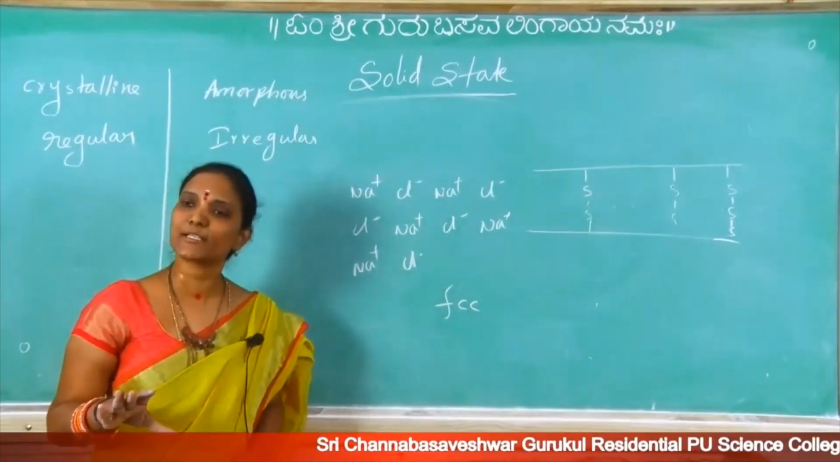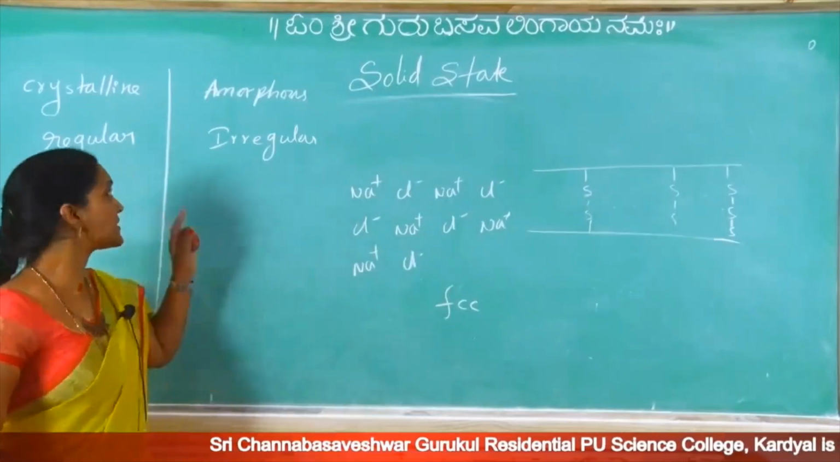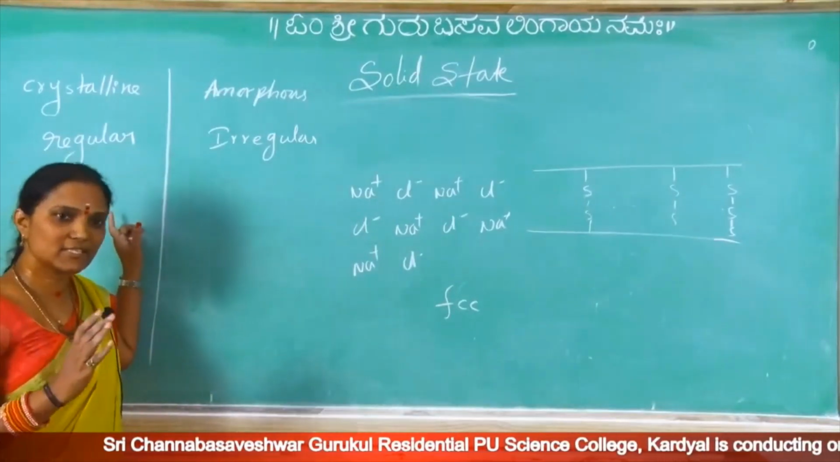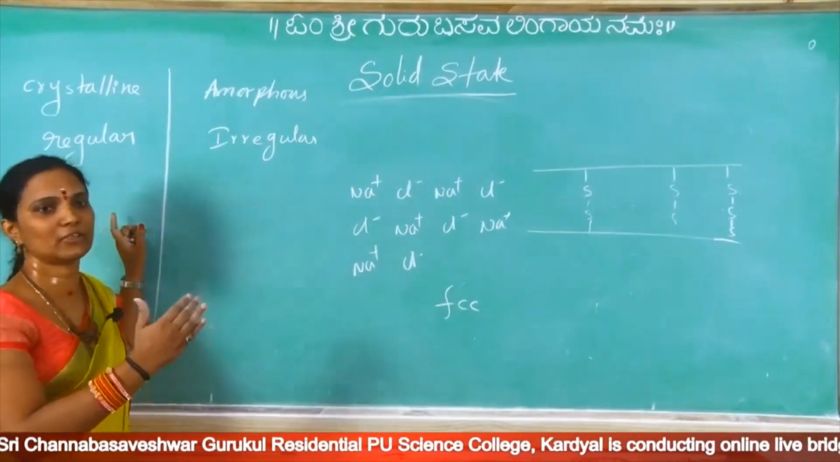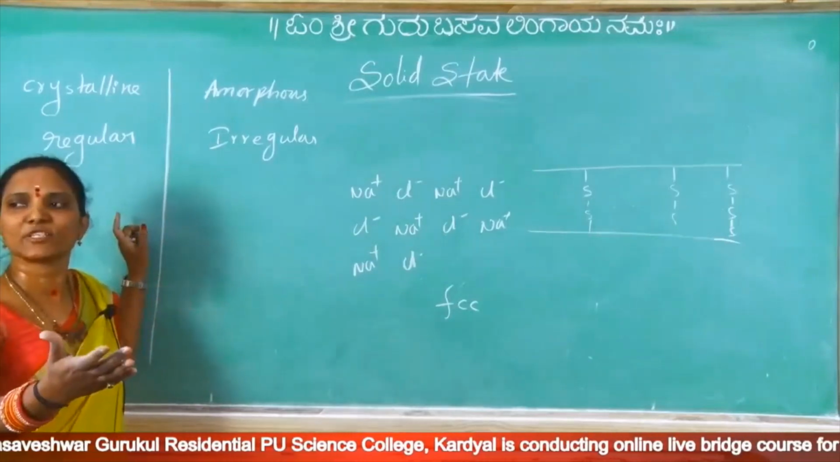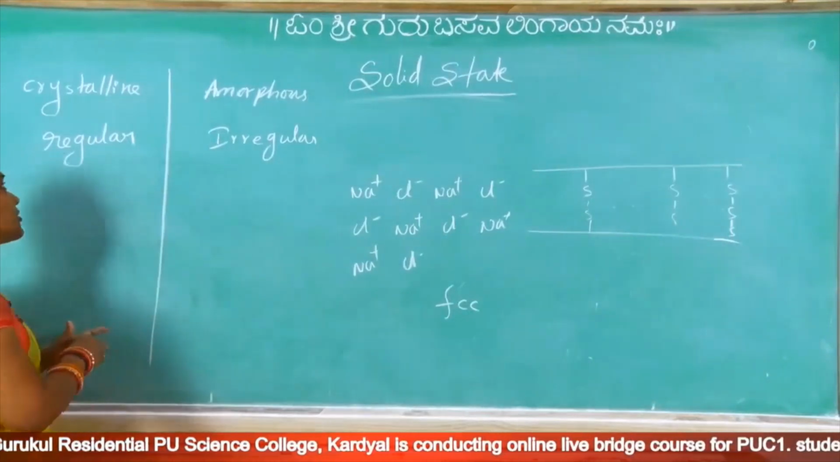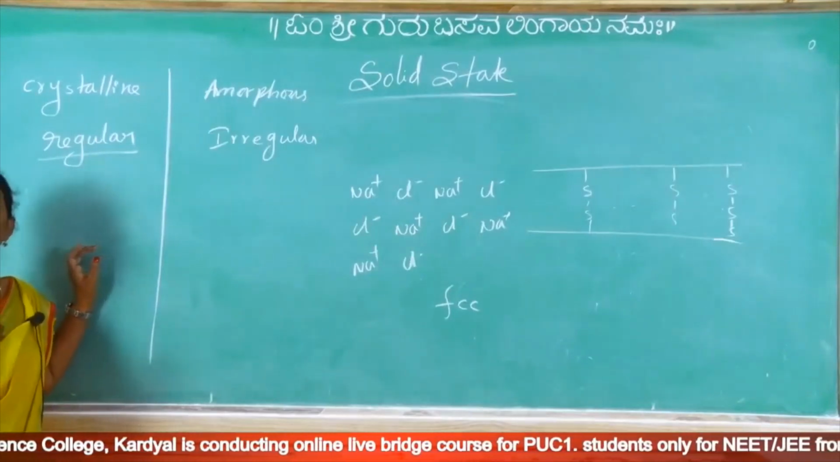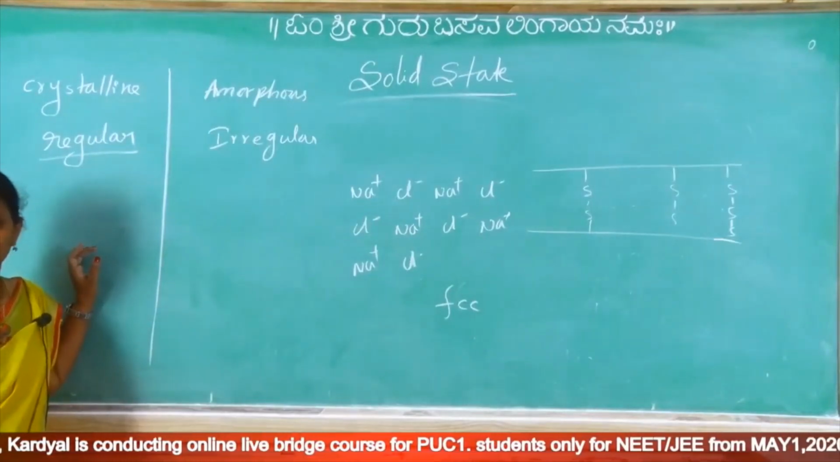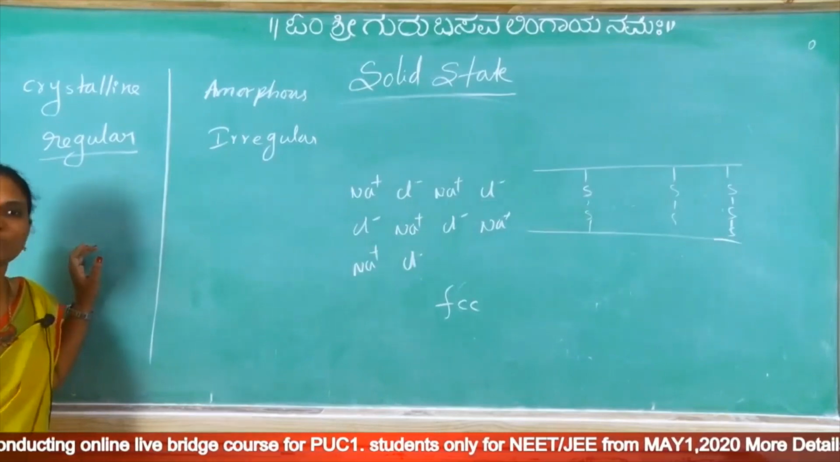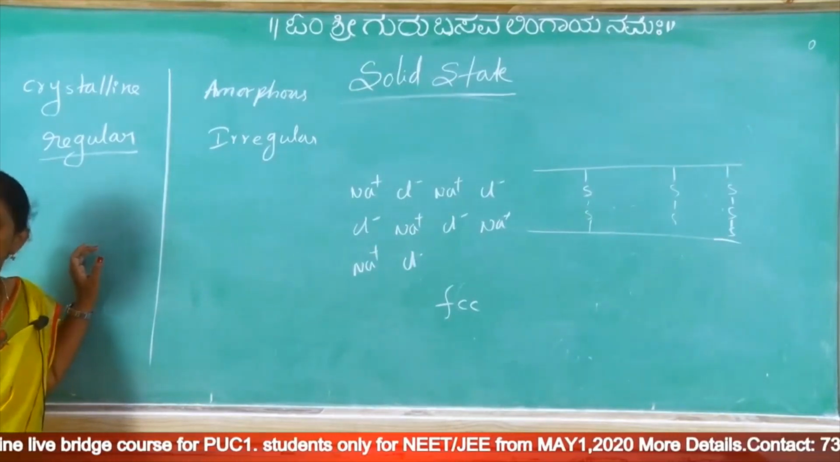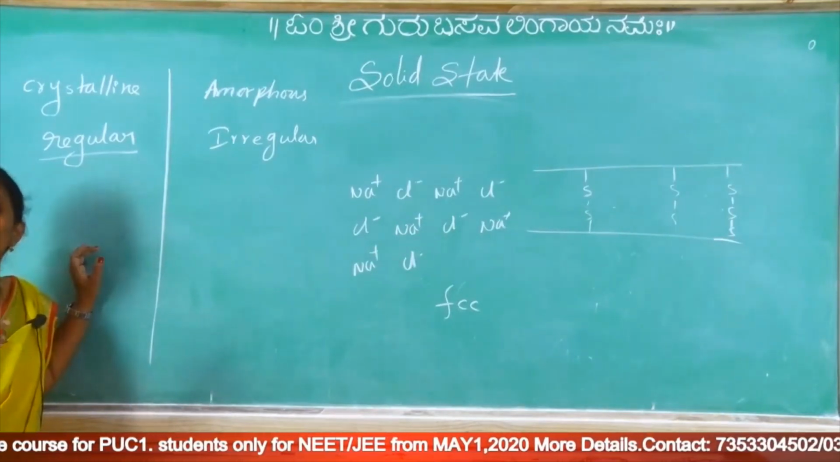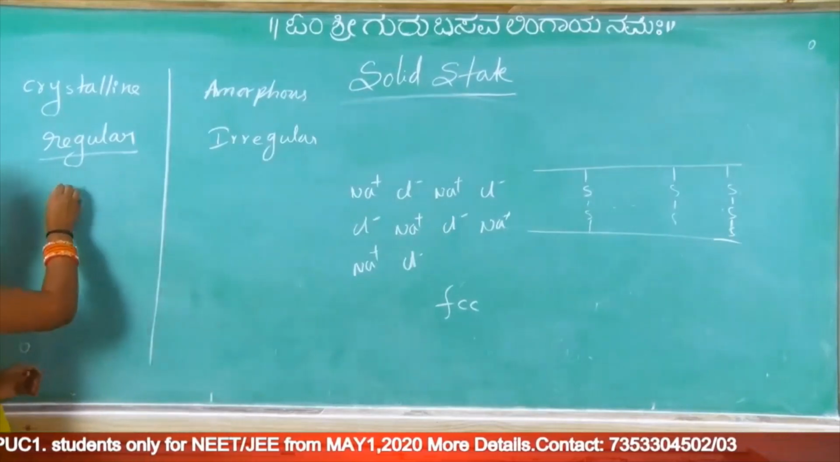All constituent particles arranged in regular order, that is crystalline. In crystalline, all particles are arranged in regular order; in amorphous they are arranged in irregular order. Because of this regular arrangement, we are getting exact shape. Instead of shape, we can use geometry. Instead of geometry, we can use structure. Instead of all these three, in this chapter we are using one more new word, that is the crystal lattice.